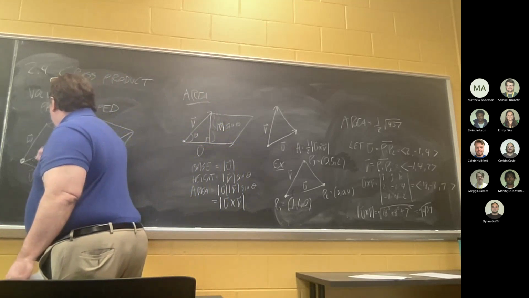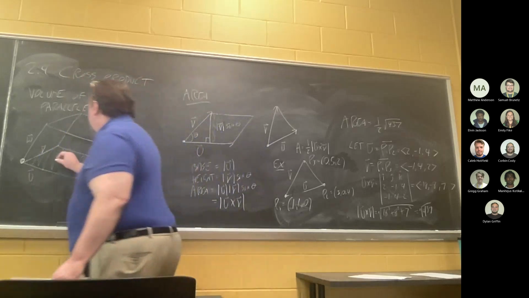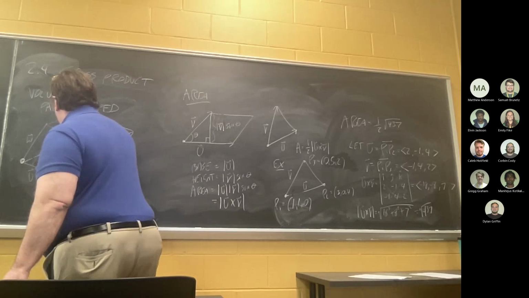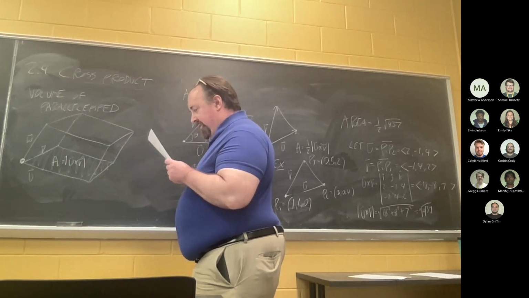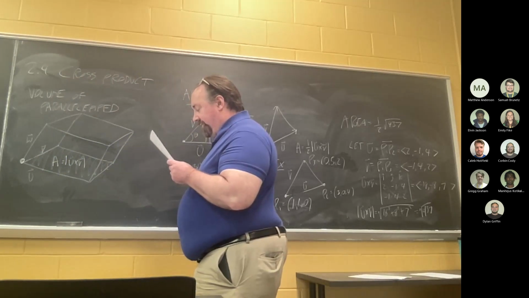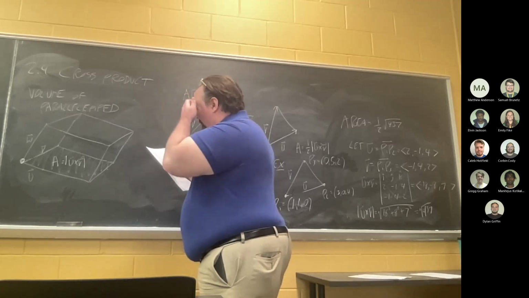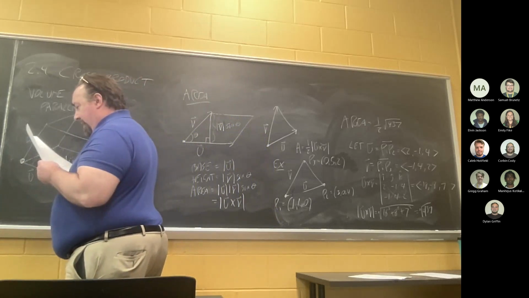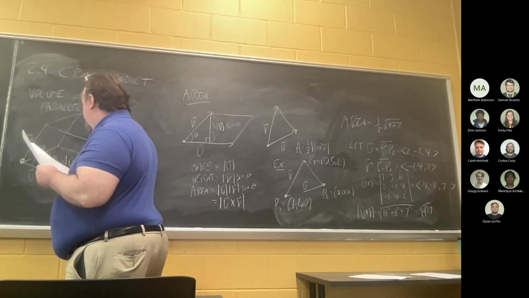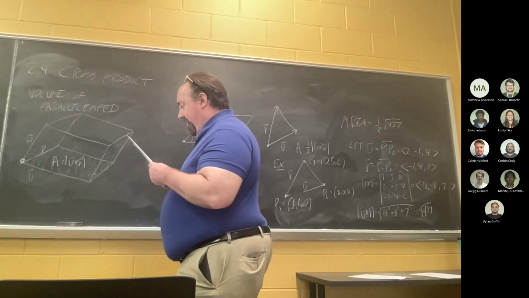Now, the area of this shaded region right here, that is a parallelogram defined by vectors U and V. So the area of that parallelogram is the magnitude of the cross product of U and V. But then we need the height of the parallelepiped that would take W into account.